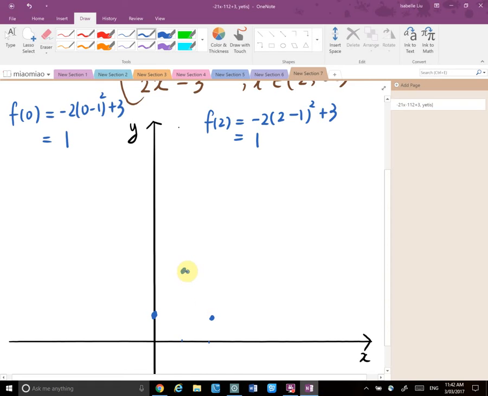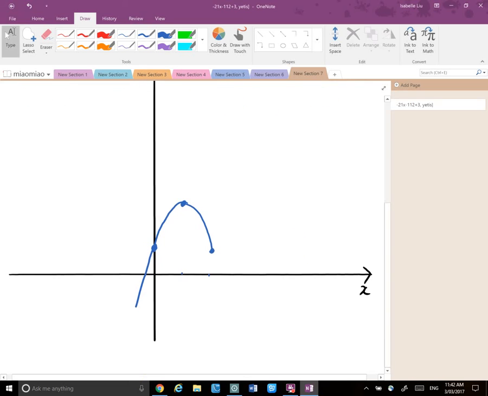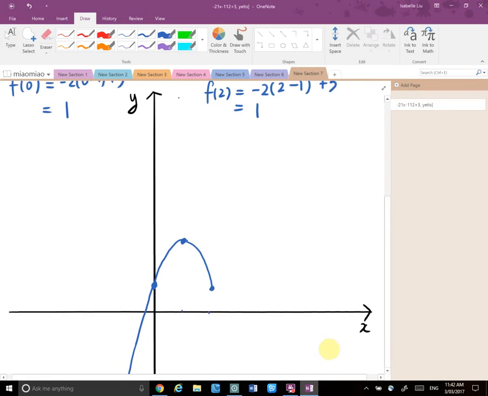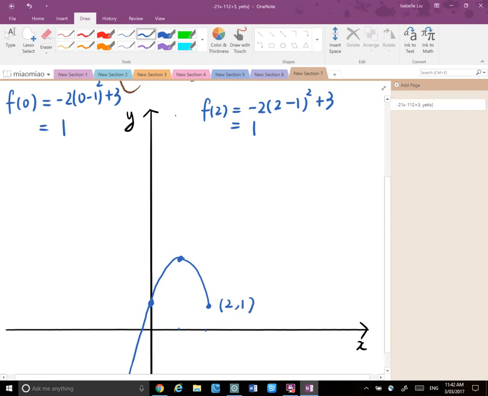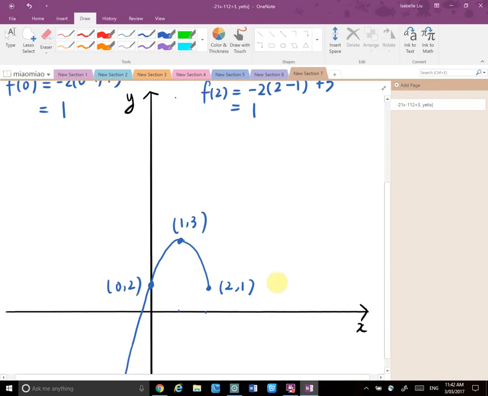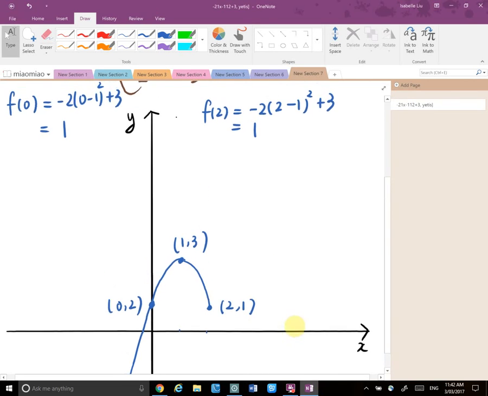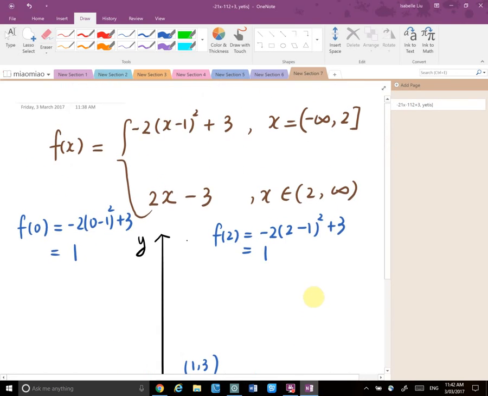Okay, so your graph is this shape. Okay, because it stopped at the point (2, 1). I have (1, 3) as the turning point, and I have (0, 2) as the y-intercept, and I have 1 x-intercept. So I need to work out the x-intercept.